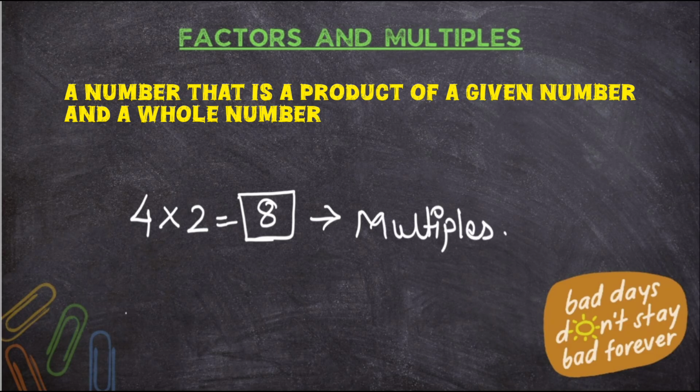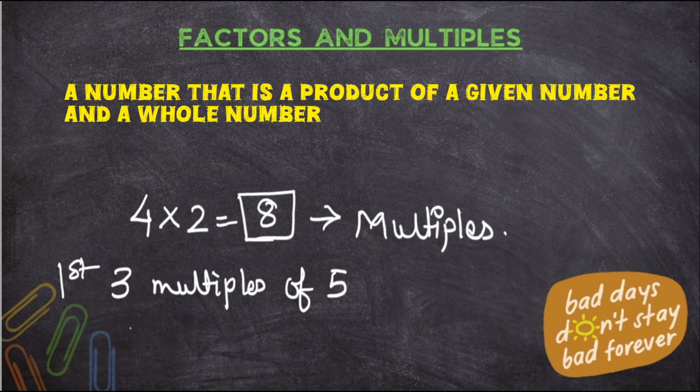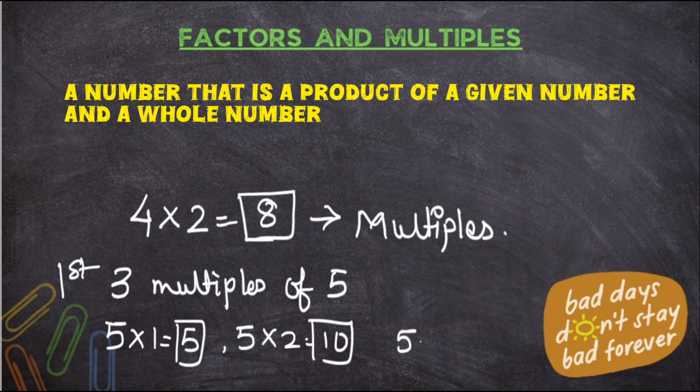I'll take one question with regards to this. The question says find the first three multiples of 5. So what you are going to do? Here you will get 3 multiples. Okay, it is saying first 3 multiples. So what you are going to do is first start writing the table of 5. So 5 ones are 5. This is the first multiple. 5 2s are 10. This is the second multiple. And 5 3s are 15. This is the third multiple.